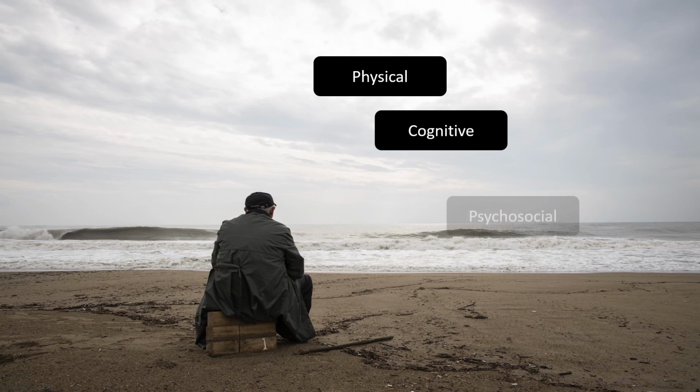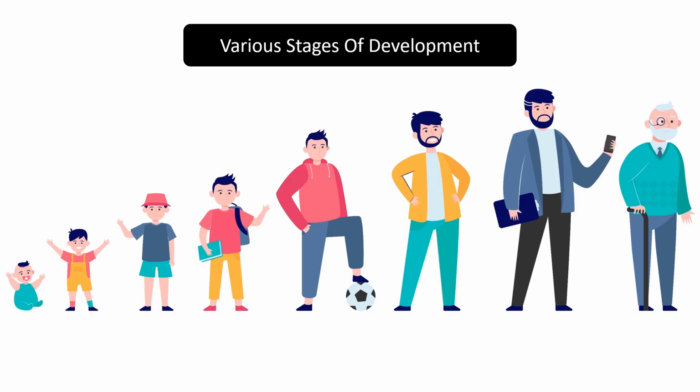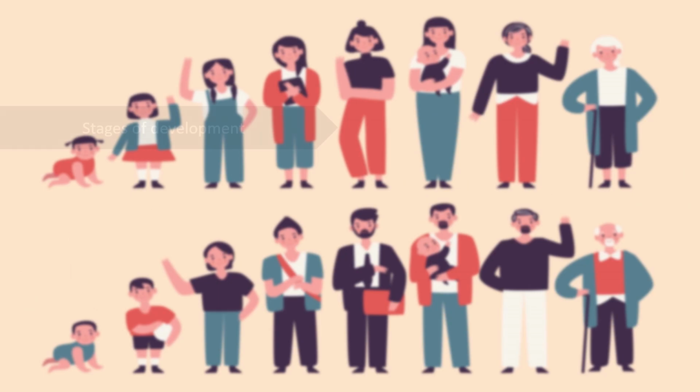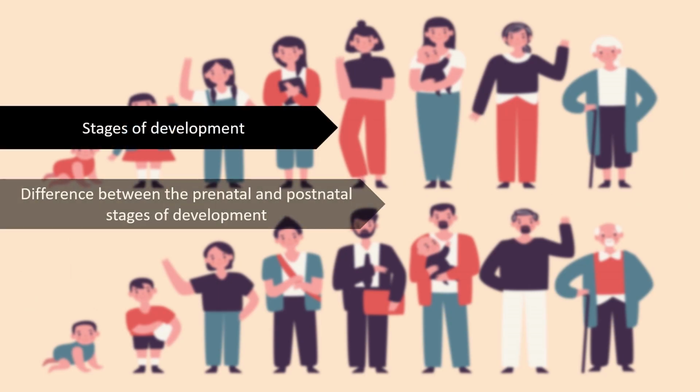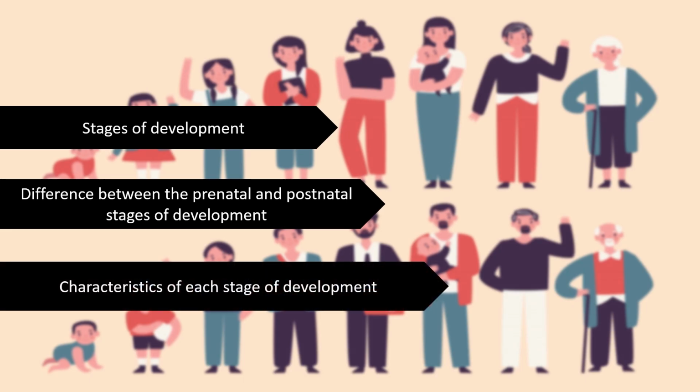What aspects of ourselves change and develop as we journey through life? We move through significant physical, cognitive and psychosocial changes throughout our lives in various stages of development. Now we are going to discuss the stages of development, the difference between the prenatal and postnatal stages of development, and the characteristics of each stage of development. After watching this video, you should be able to categorize the various stages of human development, differentiate between the prenatal and postnatal stages of development, and identify the characteristics of each stage of human development.